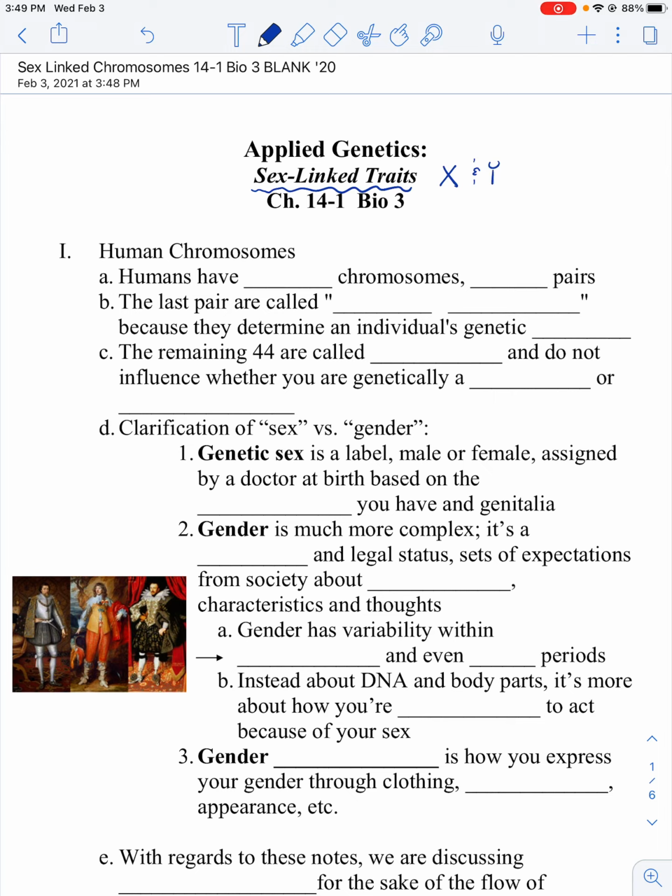So we are going to be focusing our attention on the X and the Y chromosomes with regards to sex-linked traits. As a reminder, humans have 46 chromosomes, and they are in 23 pairs, and the last pair are called the sex chromosomes. They determine an individual's genetic sex. The remaining 44 chromosomes are called autosomes. And autosomes do not influence whether you are genetically male or female.